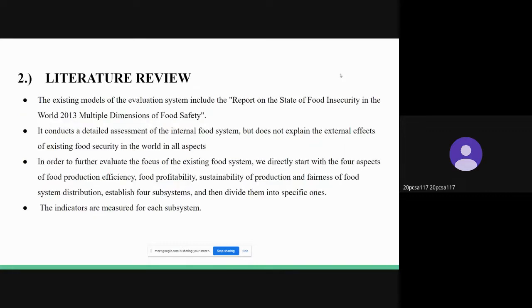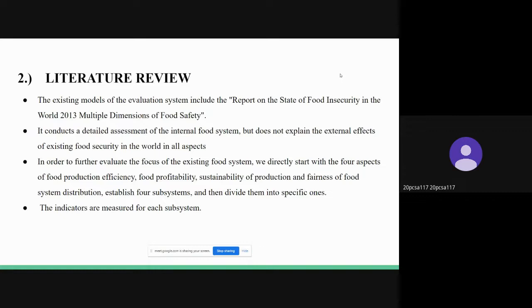So what is the second paper? The existing models of the evaluation system include the report on the state of food insecurity in the world 2013, multiple dimensions of food safety. The integration of traditional methodology with the latest technologies such as Internet of Things and wireless sensor networks can lead to agricultural modernization.